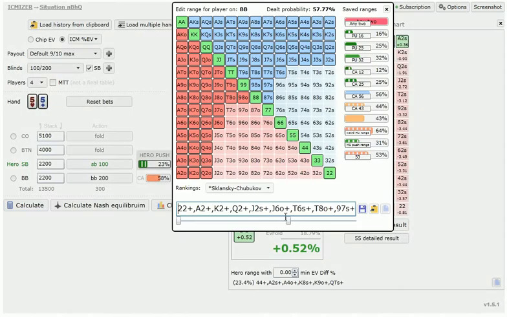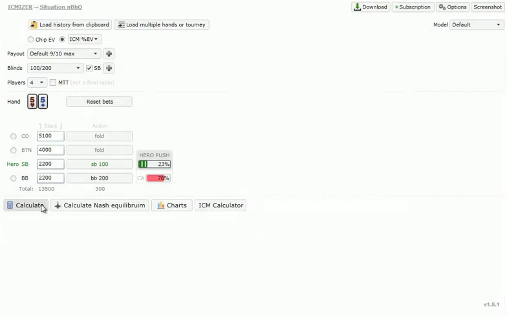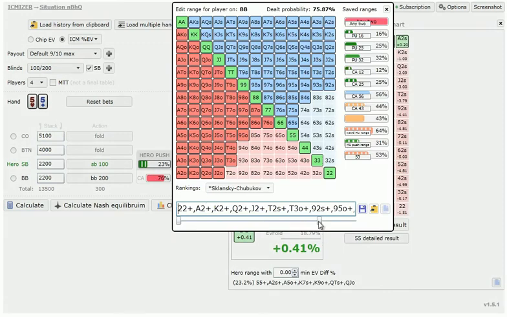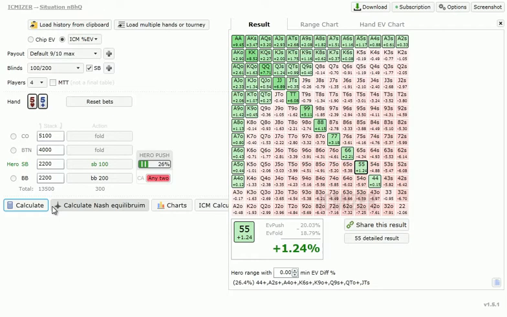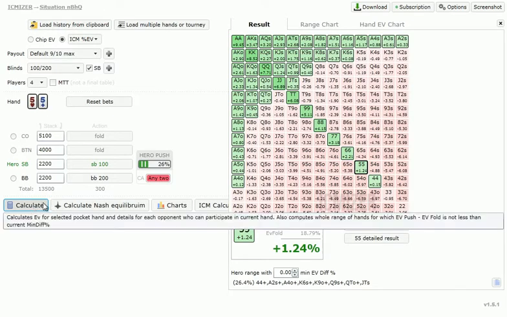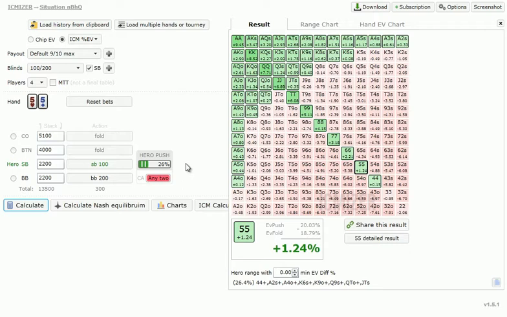We go to 58%, and we can see it's positive. And we widen up his calling range to 76%, it's still positive. So let's see 100%. It's still positive. Now, what I'm talking about when I say that we can see all the information immediately on the hand EV chart, let's go and have a look.